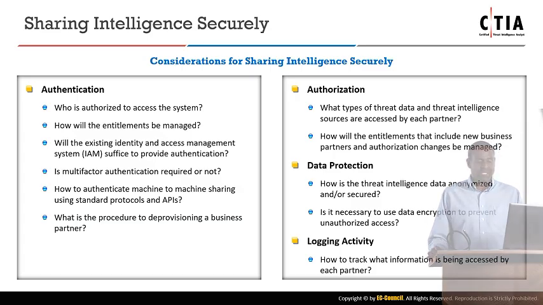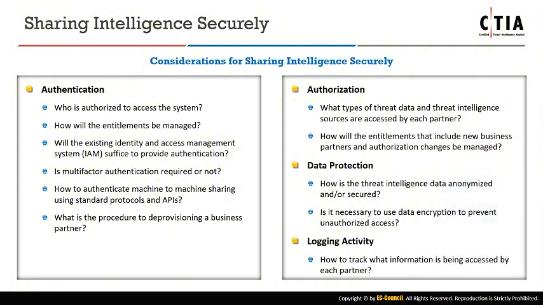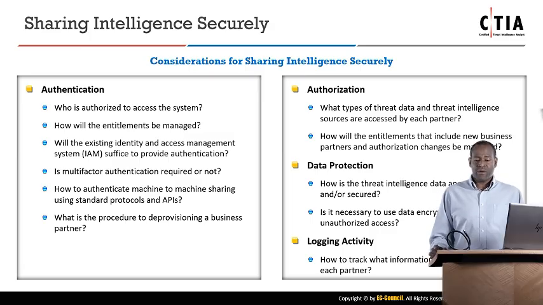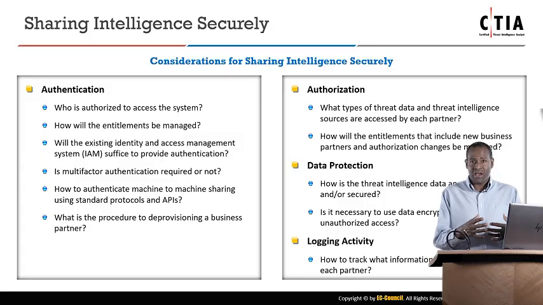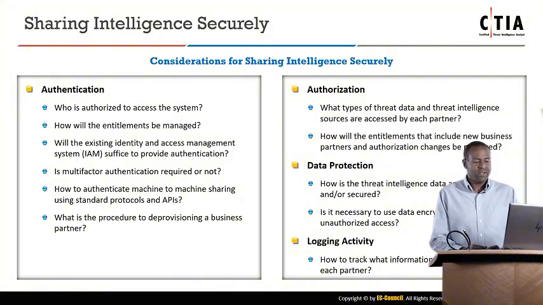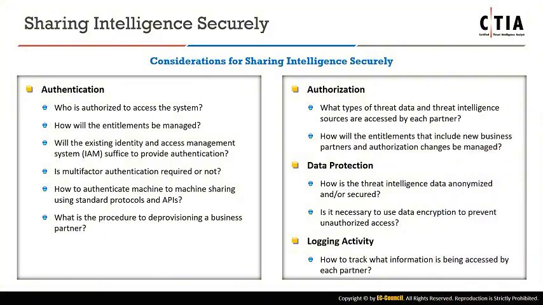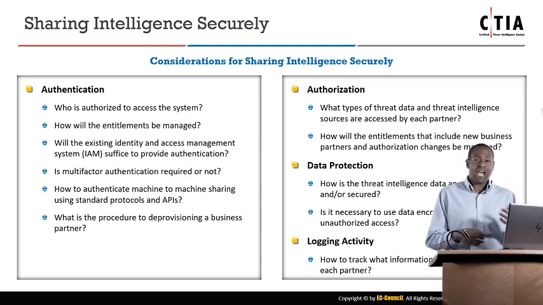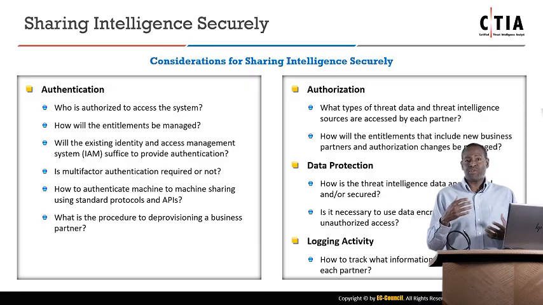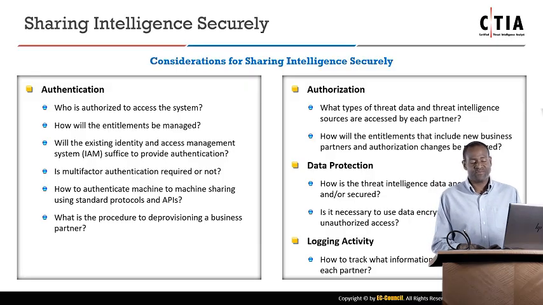For authorization, we see what types of data and threat intelligence sources are accessed by each partner. So we need to make sure that each partner can segregate the data such that if you don't want that data to be accessed, then with your authentication and authorization systems, they will not either see that data or have access to it. How will the entitlements that include new business partners and authorizations, how will those changes be made? So as you grow, expand, add new business partners, remove business partners, are you going to be able to maintain your authentication and authorization systems?